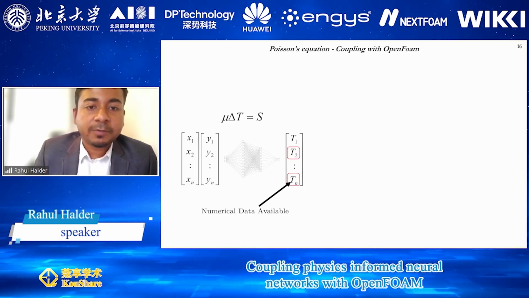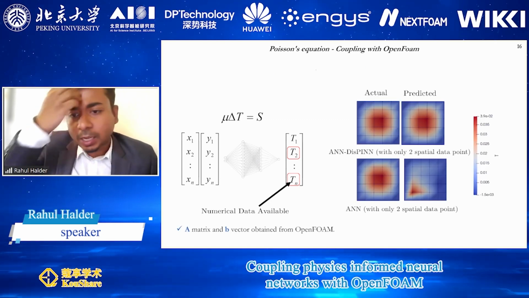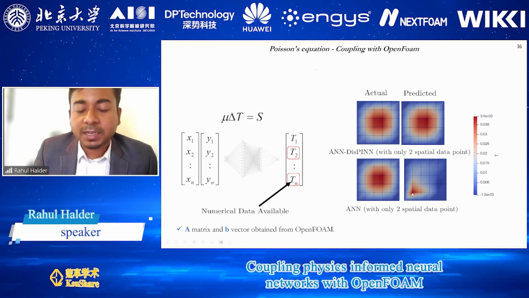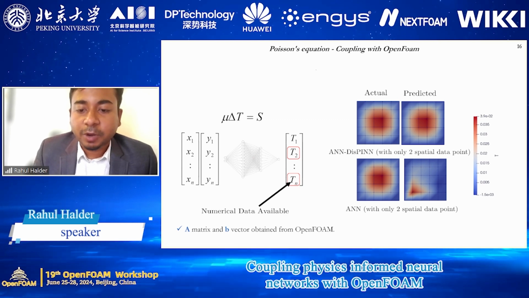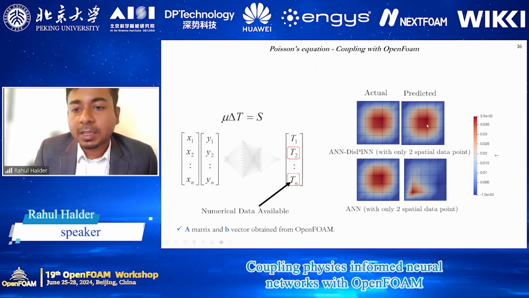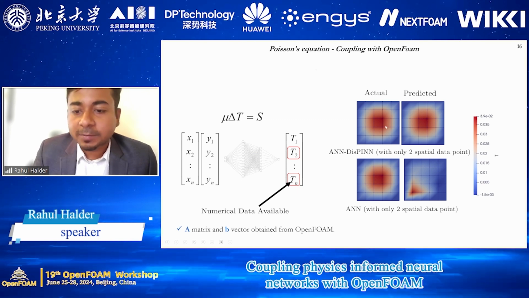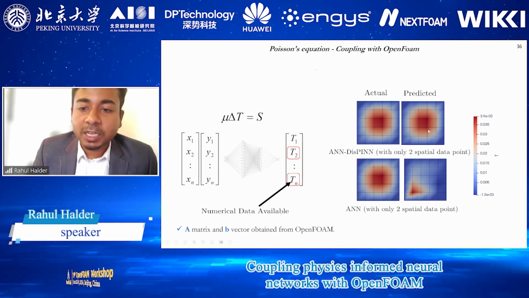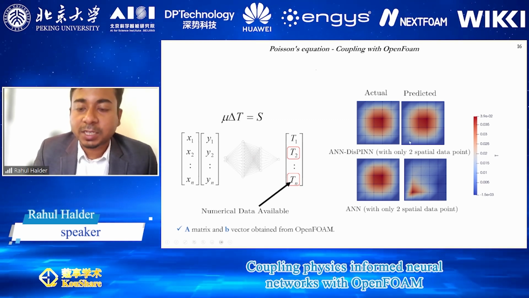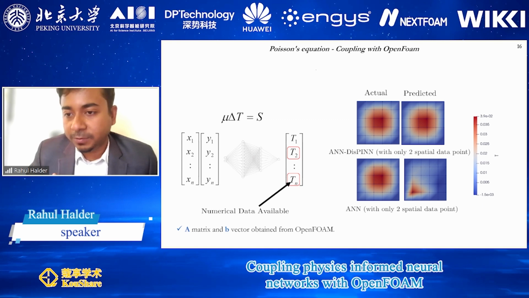First I have applied it to a Poisson equation, and you can see that if you use only data points, like 2 spatial data points, on a very coarse grid, the predicted result is very bad if you don't consider any physics. But if you consider physics, then the prediction is very comparable with the actual results. Here you only consider data at some spatial locations, and at all the spatial locations the governing equation has been satisfied, with the residual coming from OpenFOAM.